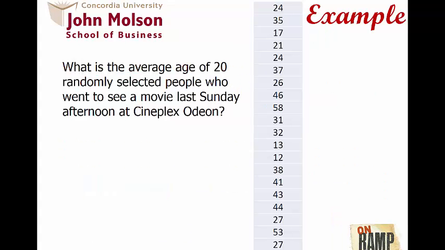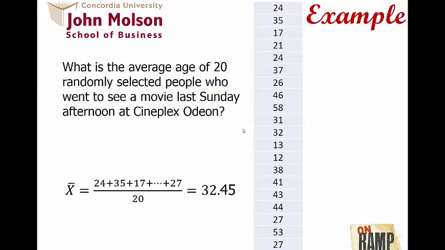So let us take an example. What is the average age of the 20 randomly selected people who went to see a movie last Sunday afternoon at Cineplex? These are the observations that we have seen in the previous section. I simply add them up, 24 plus 35 plus 17 all the way to the last value, 27, and I have 20 observations. This is 32.45.